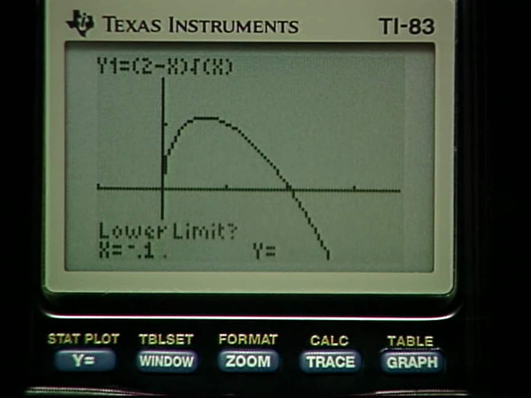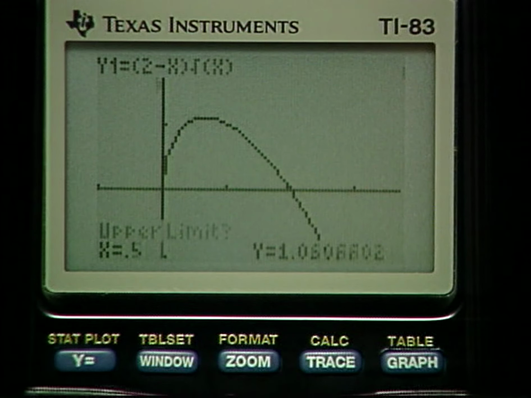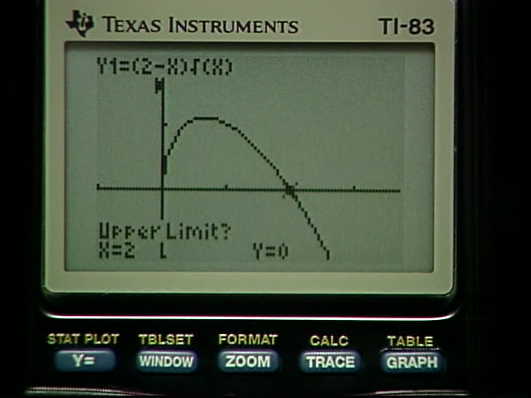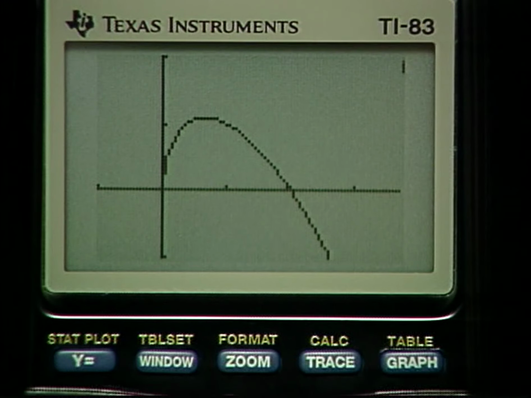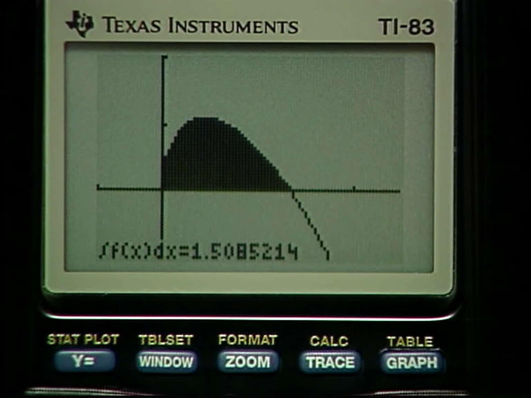Oops, passed it. Here it is. Okay, x is 0. Press enter, and now the upper limit, going over to the right. Now you see why it's kind of important to have friendly settings here, because if we didn't have friendly settings, we might not be able to land exactly on 0 or exactly on 2 here. Pressing enter. Notice the calculator even shades the region for us and gives the integral.